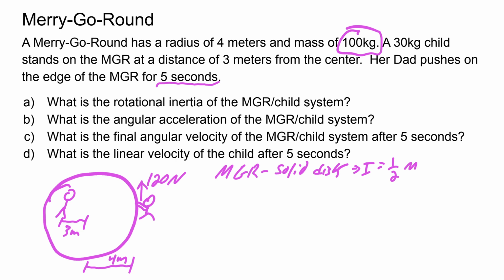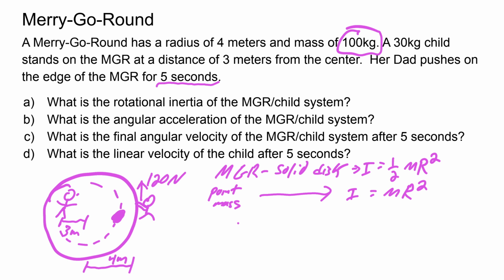1/2 mr squared. And for the child, just for simplicity, we're going to first give this child some arms, and then we're just going to treat it as a point mass. So a single mass going in a circle. We're going to treat it as if all the mass was located at a single point. And so for a point mass, the I is simply mr squared.